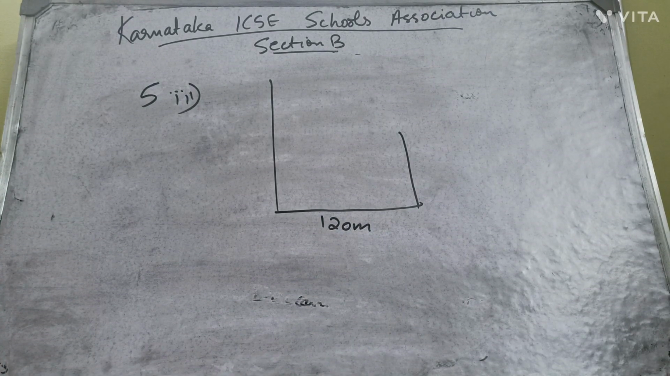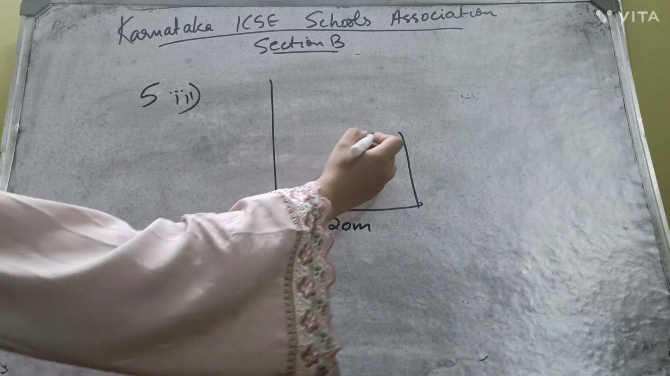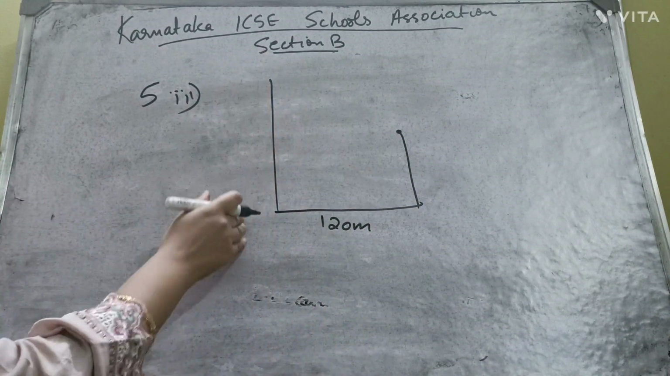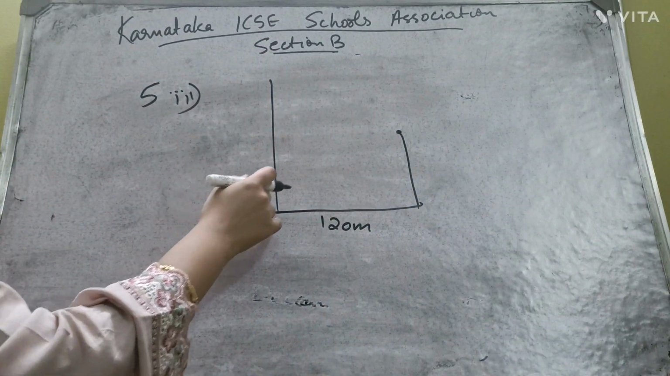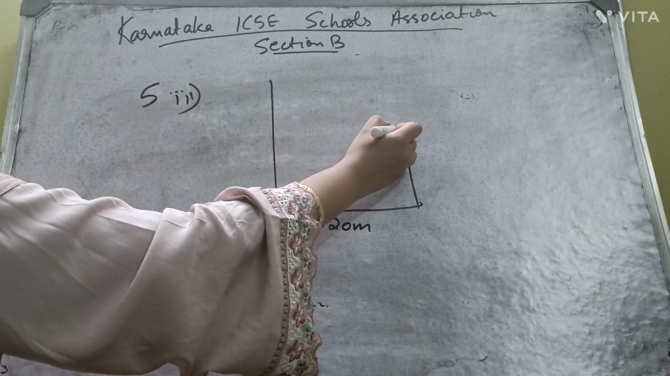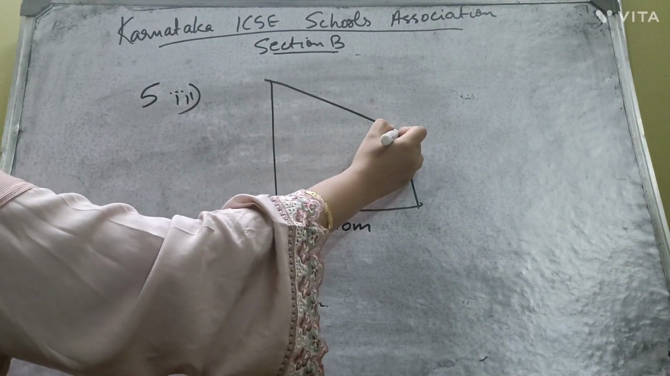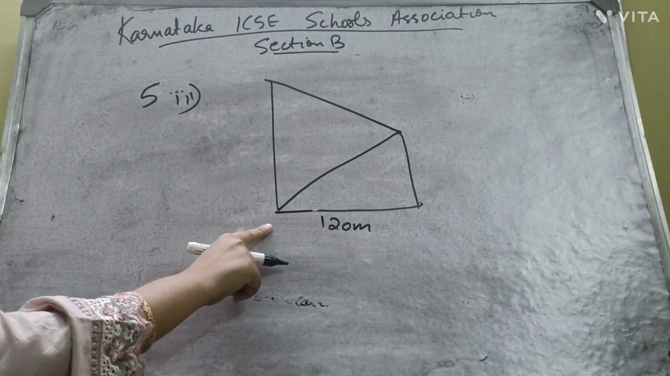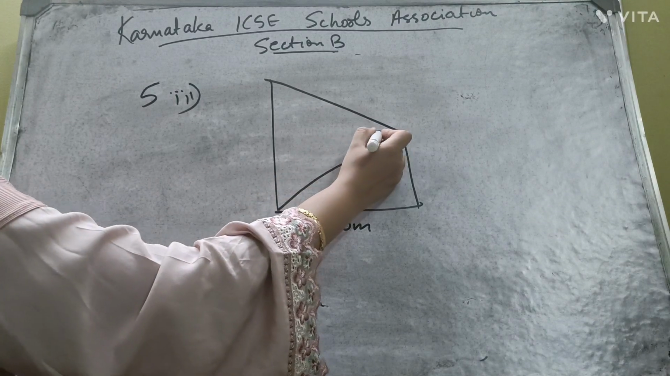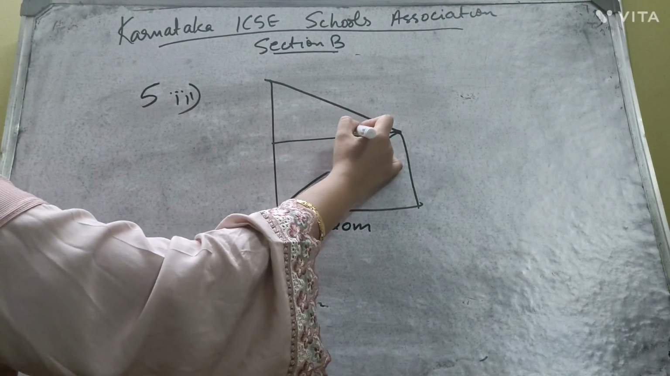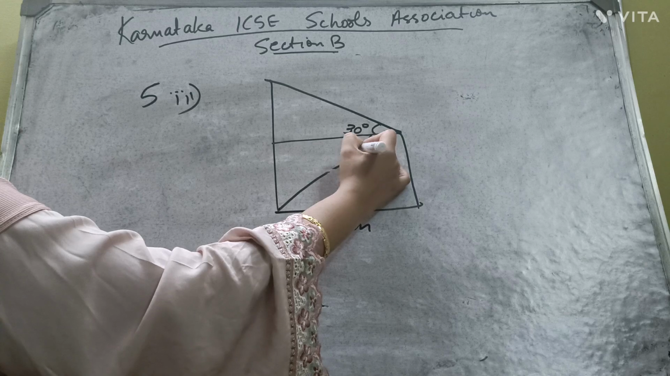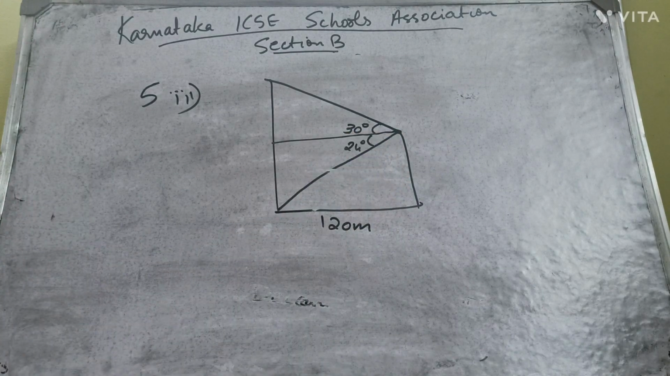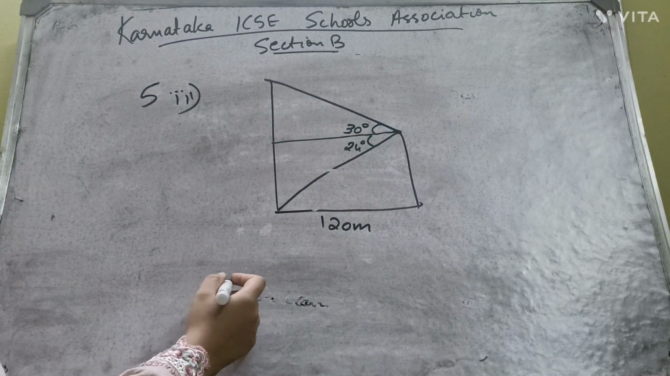The angle of elevation of the top and depression of the bottom of the first tower as observed from the top of second are 30 degree and 24 degree. So this is the second tower, this is the first tower. We are observing the angle of elevation of top of this and depression of the foot of this tower, and these angles are found to be 30 degree and 24 degree respectively.